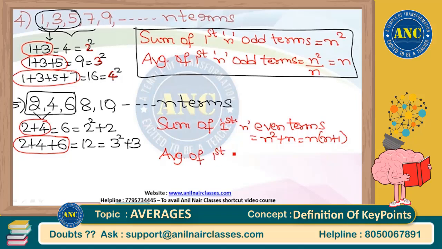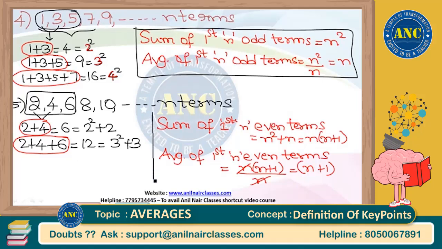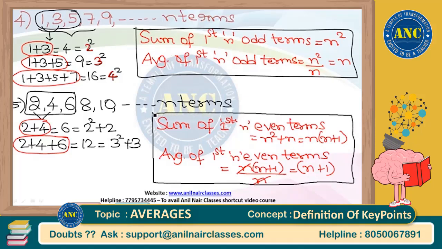Average of first n even terms is sum divided by total number of terms. Sum is n into n plus 1 divided by totally n terms. N will cancel. So you are left with n plus 1. Very, very important key point once again. Average of first n even terms is nothing but n plus 1. Similarly, average of first n odd terms is nothing but n.